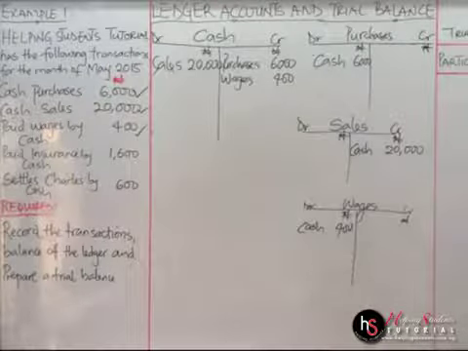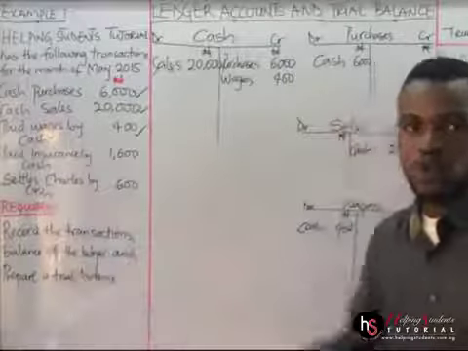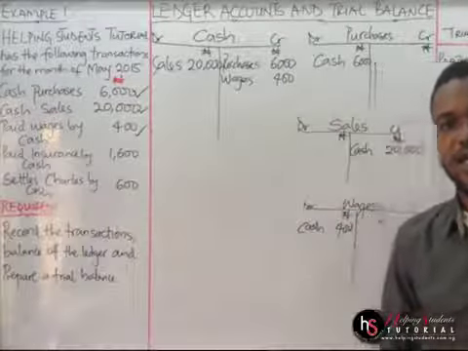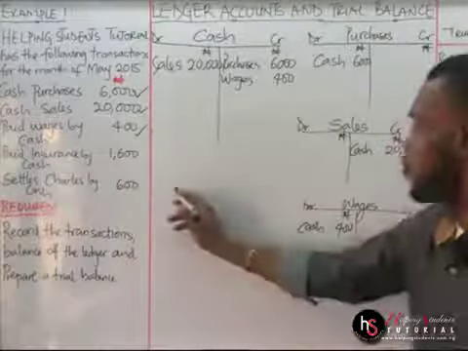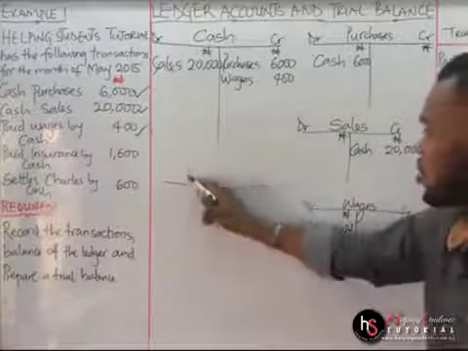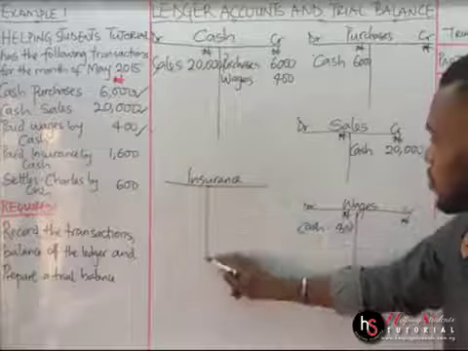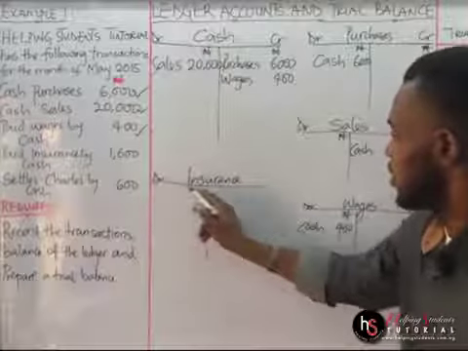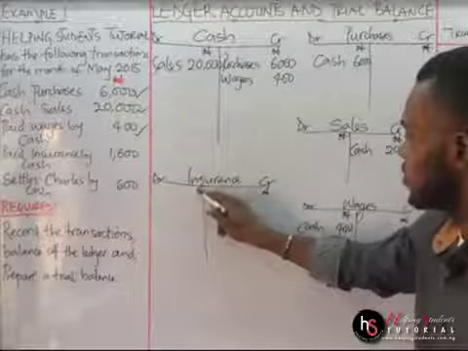Now the next thing we have on the question says paid insurance by cash. So we need an insurance account and a cash account. Since we have a cash account, what do we do? We open an insurance account. So this is for insurance. We'll have the debit side and we'll have the credit side. Take good note of this, please.